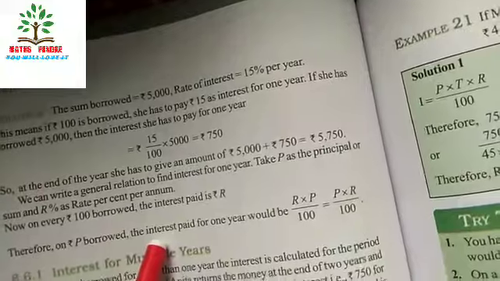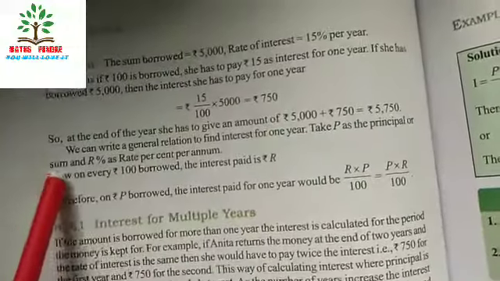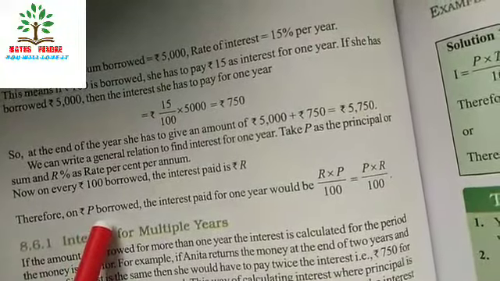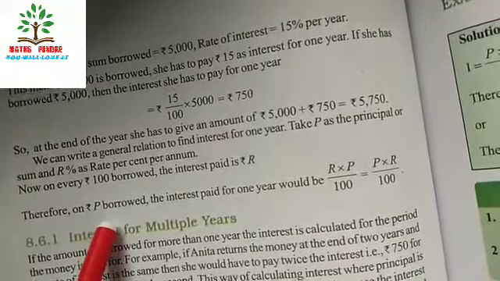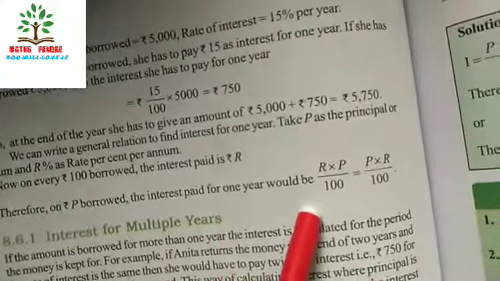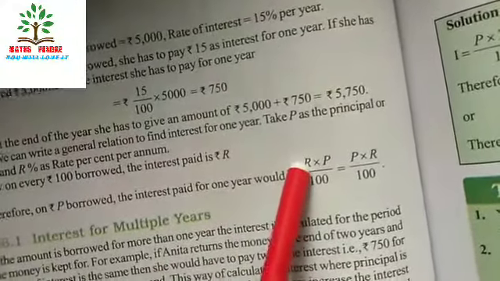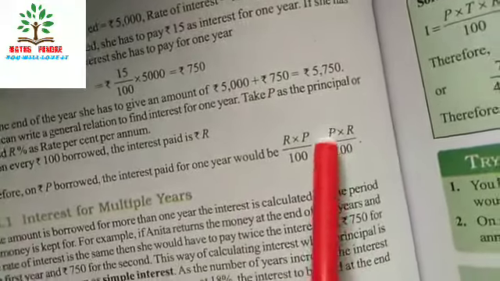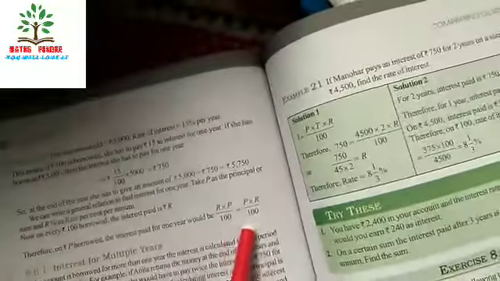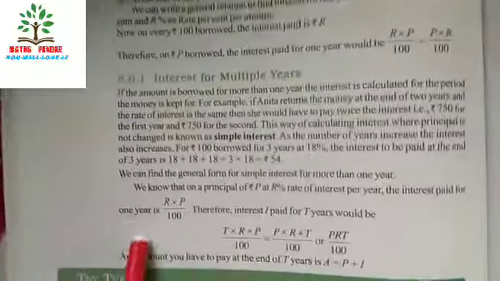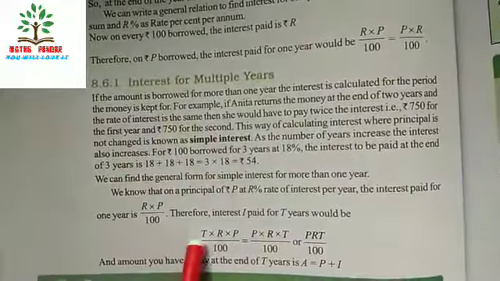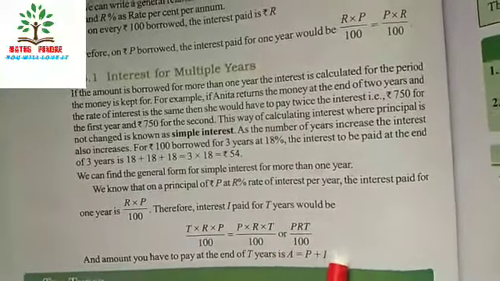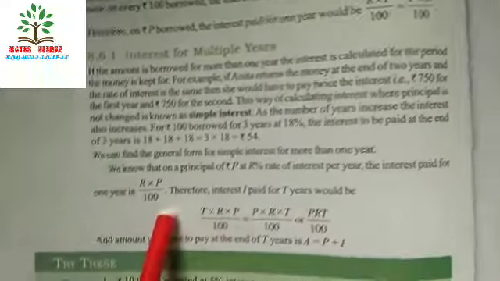This is the way we solve using the unitary method. The other method we can use is the formula, for finding the principal or the interest. The formula for interest is P into R into T over 100. Here the time is 1 year, so the formula is P into R into T, with T as 1 year, upon 100, so P into R over 100. Using this formula we can easily find the answer. So this is the formula for finding the simple interest, PRT over 100.